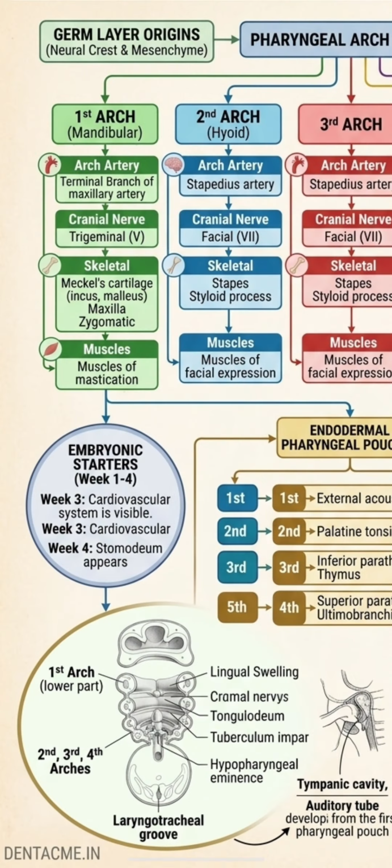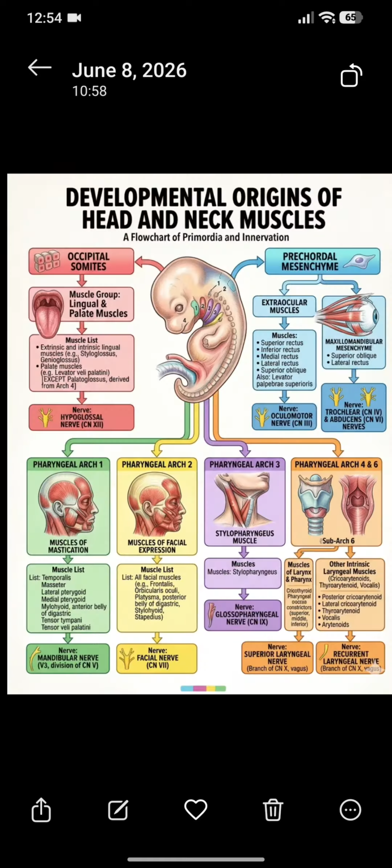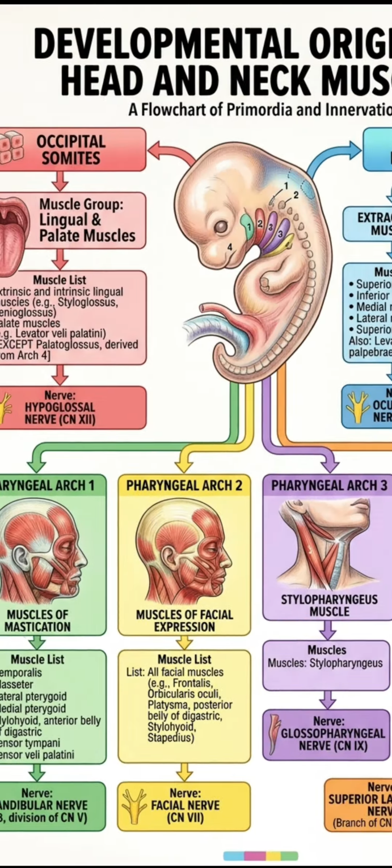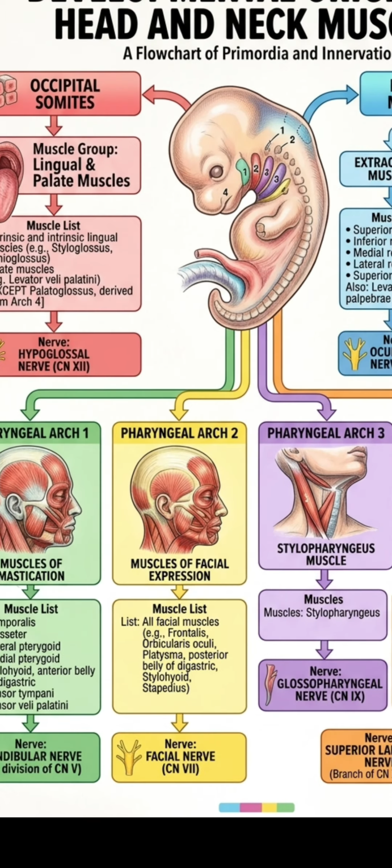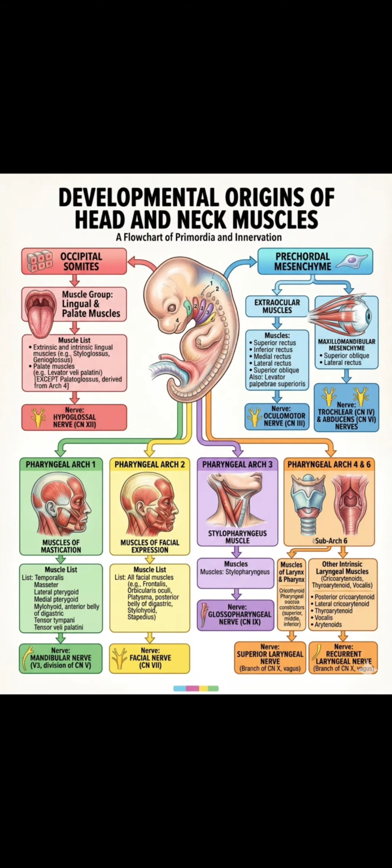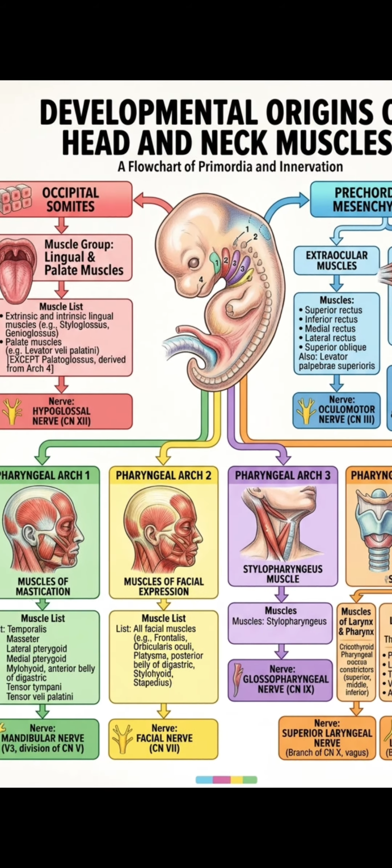And I will show you some things also. This is the image. Muscle of mastication, muscle list, and mandibular nerve third division. Okay. Next is the pharyngeal arch number 2.